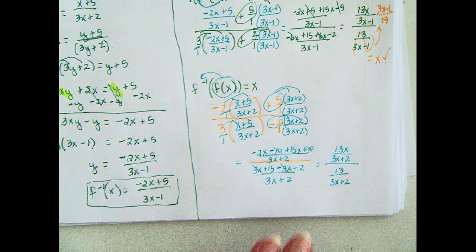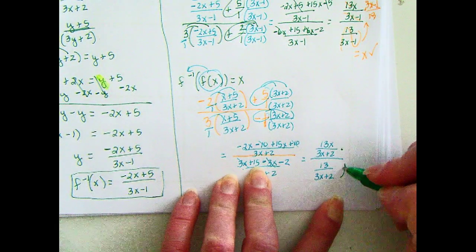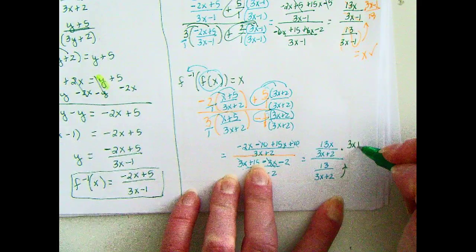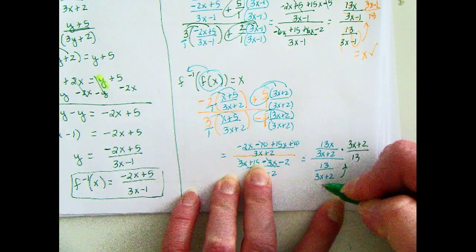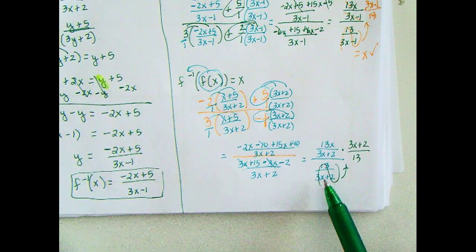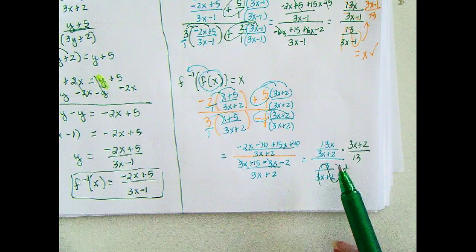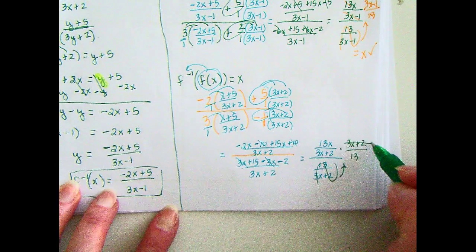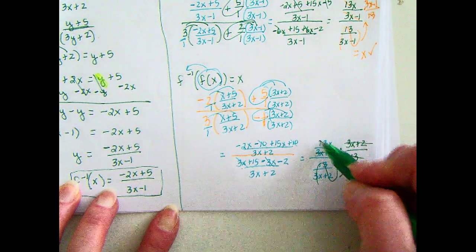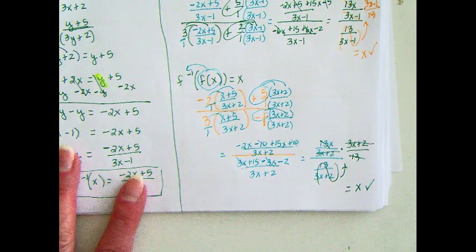Now that I have one solid fraction divided by one solid fraction, I can multiply by the reciprocal. Make sure you actually flip it. And anytime you multiply by the reciprocal, I usually do the weird squiggly line, like nothing canceled, it just moved. But when you do multiply by the reciprocal, you're like, please, please, please let something cancel. And the 3x plus 2's do, the 13's as well. So I'm left with an x once again, which was the whole point.